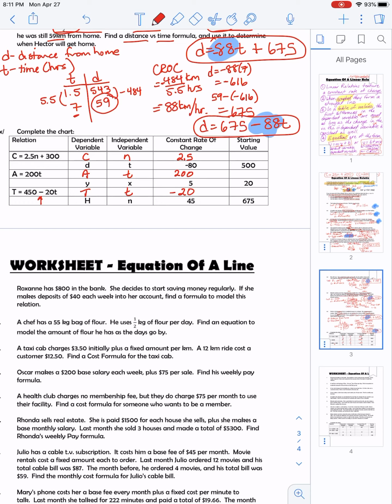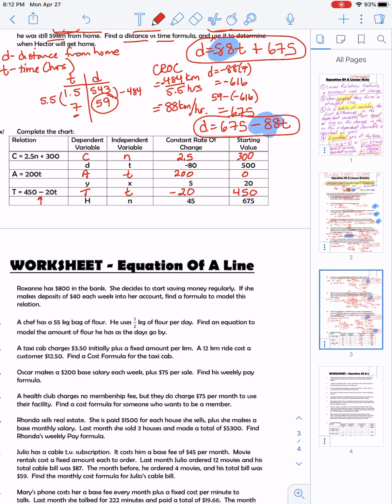And then the starting value is the number that has no variable attached to it. So in the first one, the starting value is going to be 300. In the third one, there is no number that isn't attached to a variable, so the starting value is going to be 0. It doesn't mean that there is no starting value, it just means that the starting value is 0. And then for the last one, the number that has no variable attached to it is the number 450.